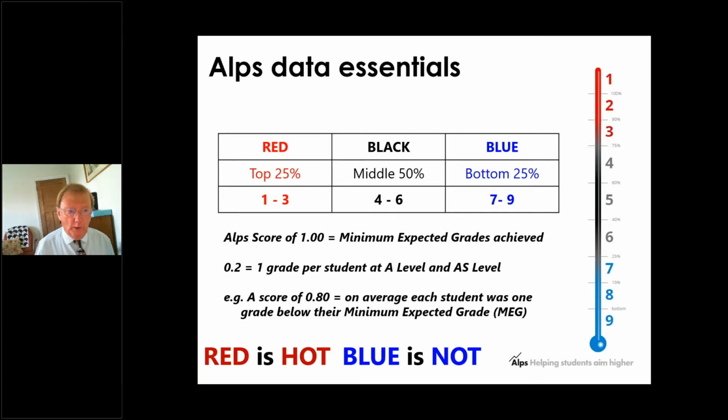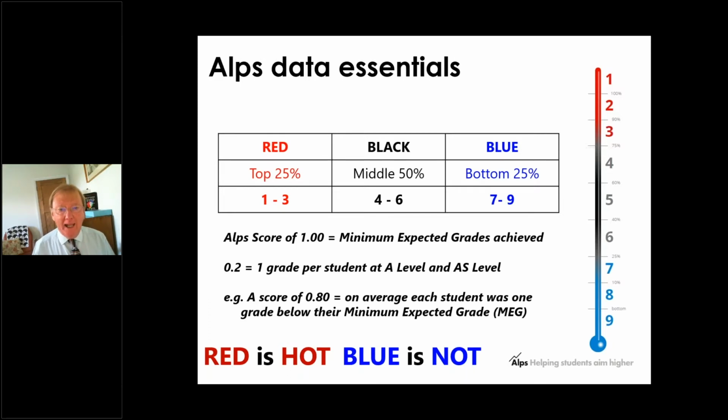1 to 3 are all outstanding. They at very least get you into the top 25% for value added, and they turn red because Kevin Conway, when he invented ALPS as a system for improving student progress in Greenhead College in Huddersfield, devised it all around thermometers. He was a physicist himself, and the better the progress, the nearer you got to boiling point, the nearer you got to being outstandingly red hot.